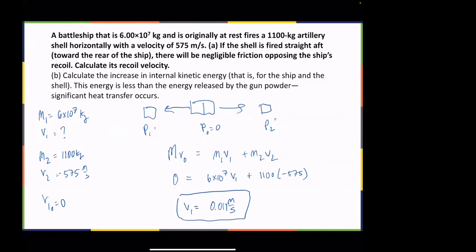How'd we do on that? Yeah, that's what I got. I just kind of did it in a different way. Okay, well, that's good that you got that value. Now we're going to take this value and do part B. So try part B. I'll give you a minute to figure that one out too.